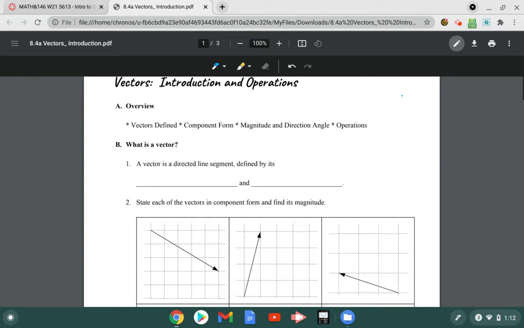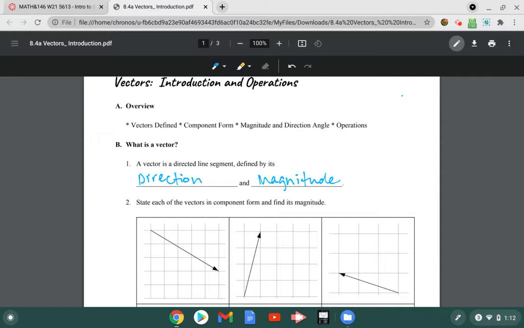This video is all about vectors. So what is a vector? A vector is a directed line segment defined by its direction and magnitude. Magnitude could also be described as length.